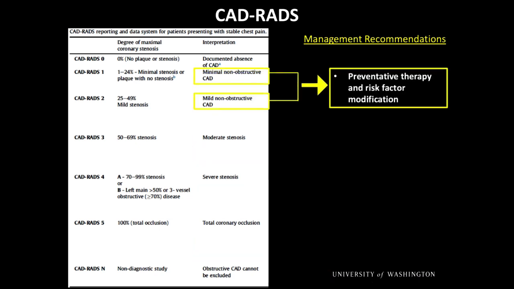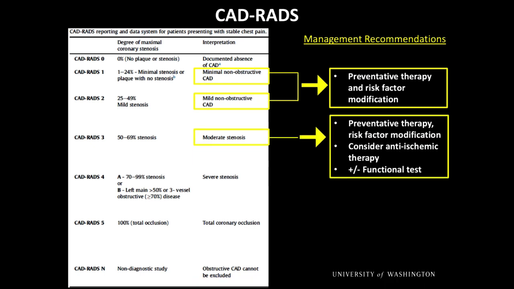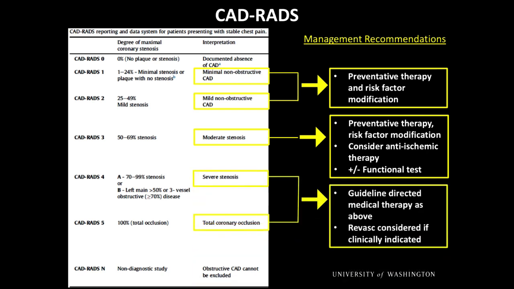So with a CAD-RADS of 1 or 2, that's non-obstructive disease, and the recommendation there is preventive therapy and risk factor modification. And then we could see with CAD-RADS 3, it's moderate stenosis. Again, the same recommendations in consideration of functional testing for this sort of intermediate stenosis. And then with more severe disease, it's guideline-directed medical therapy with consideration of revascularization if clinically indicated.